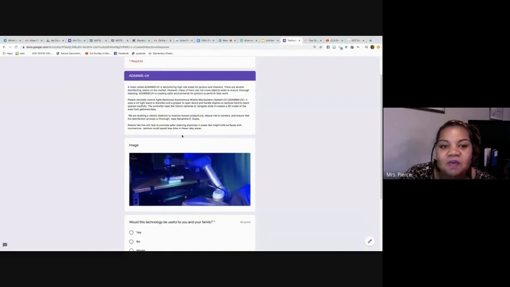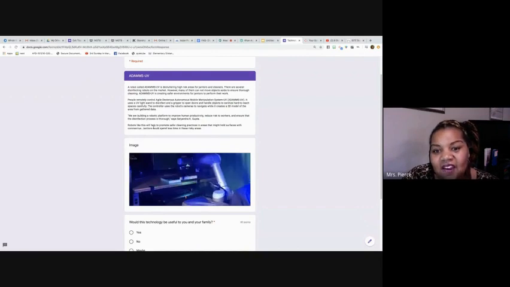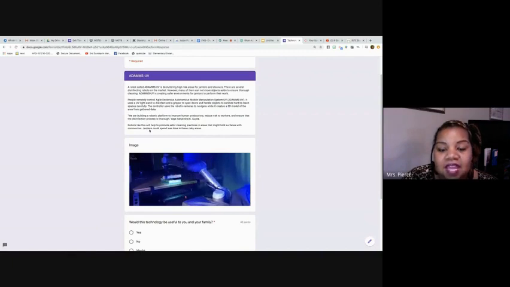It uses a UV light wand to disinfect and a gripper to open doors and handle objects to sanitize hard-to-reach spaces carefully. The controller uses the robot's cameras to navigate while it creates a 3D model of the area from gathered data. We are building a robotic platform to improve human productivity, reduce risk to workers, and ensure that the disinfection process is thorough. Robots like this will help to promote safer cleaning practices in areas that might hold surfaces with the coronavirus. Therefore, janitors could spend less time in these risky areas.